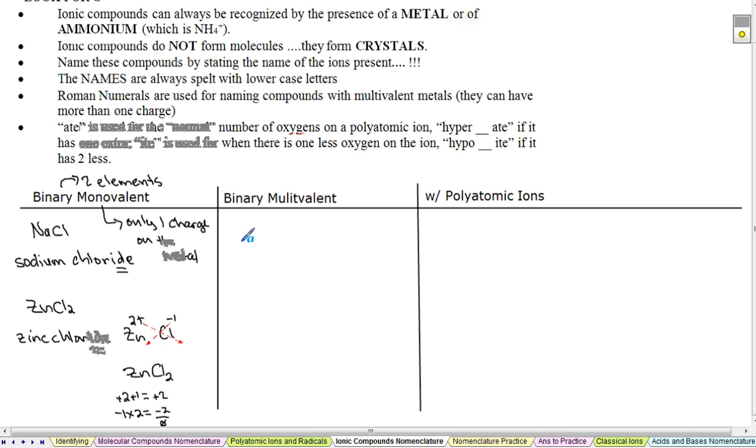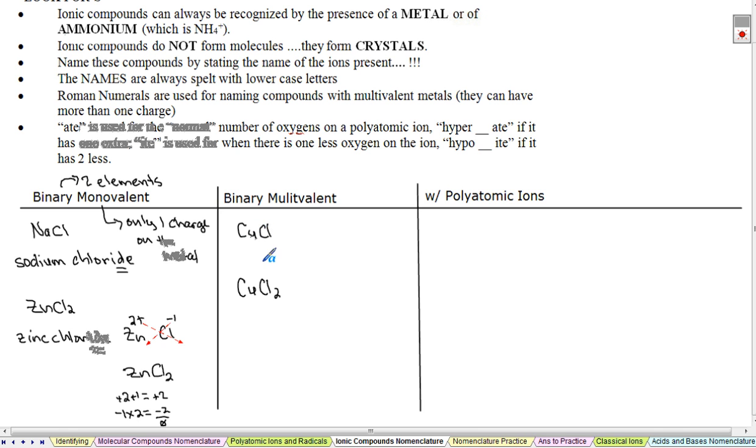So now let's take a look at something that's binary but multivalent. What does that mean? Well, binary again means we've only got two different elements. So let's look at something like this. Now, copper is interesting because copper can bond 1-to-1 with chlorine, but it can also bond in a 1-to-2 ratio. Two different ionic compounds, both with different chemical and physical properties. So how do we name them? Well, we need to name them based on the charges.